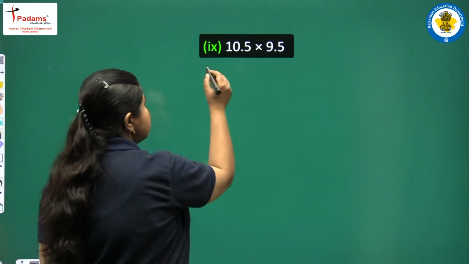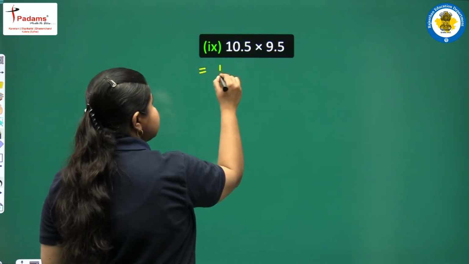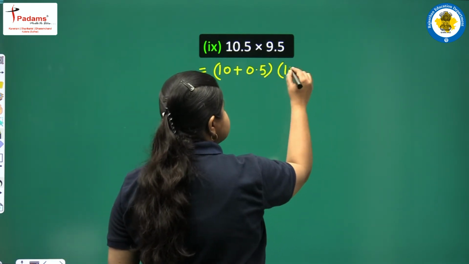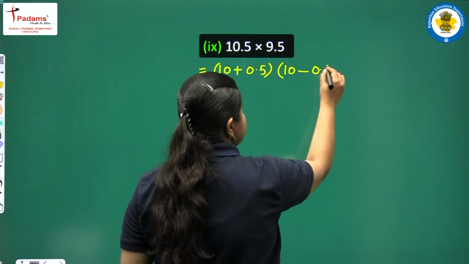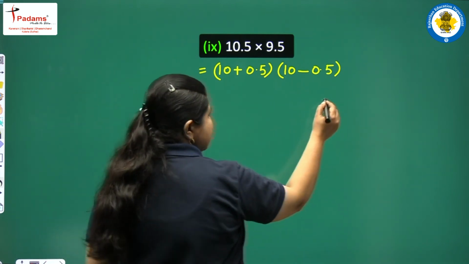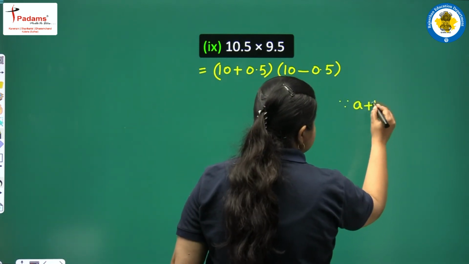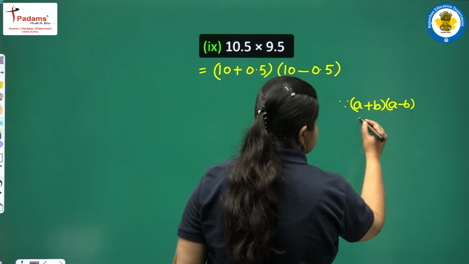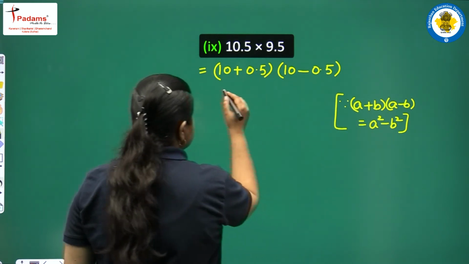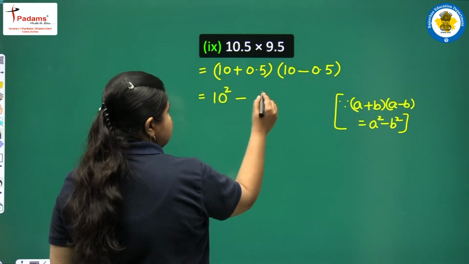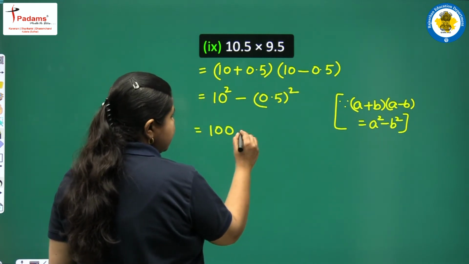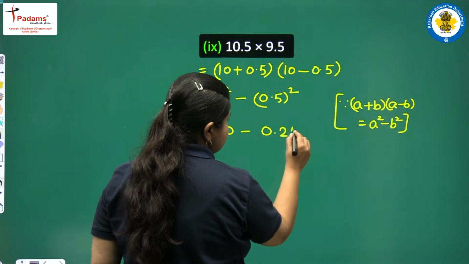Again we split these numbers. 10.5 को आप लिख सकते हैं 10 plus 0.5 और 9.5 को आप लिख सकते हैं 10 minus 0.5. और अब ये कौन सा फॉर्म हो गया? (a plus b)(a minus b). Here we can write since (a plus b) into (a minus b) it's equal to a square minus b square. We will be writing here a square that is 10 square minus 0.5 square. Now 10 square it's 100 minus here you will have 0.25.